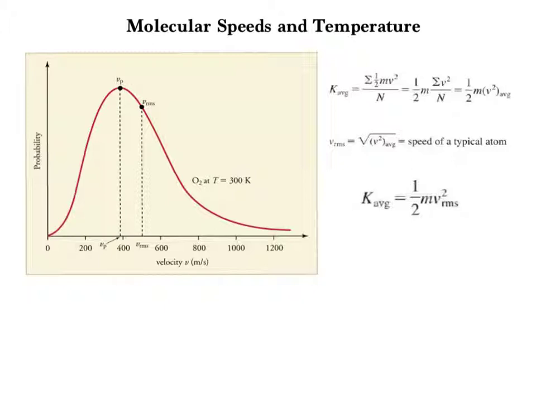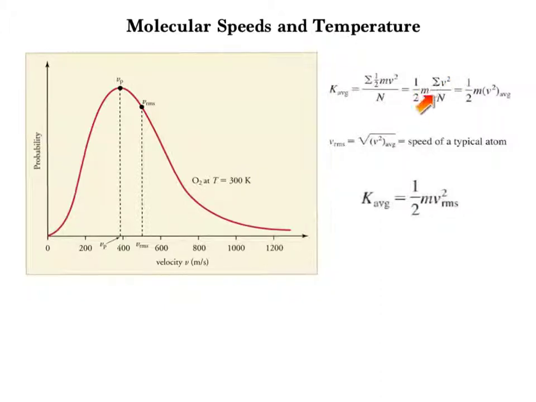Now remember that the average of a series of measurements is found by adding all the values and then dividing by the number of data points. In the same way, we can find the average kinetic energy by adding up all the kinetic energies of all the atoms and then dividing by the number of atoms.